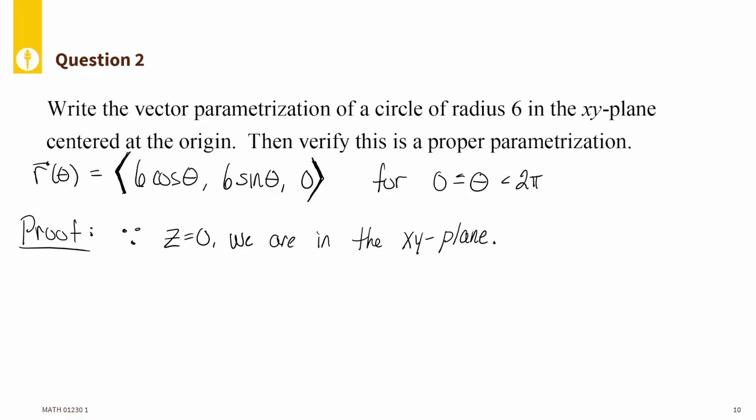That was easy. That starts it. Since z equals 0, we're in the xy plane. Perfect. Now it just boils down to, does that parameterize a circle of radius 6?